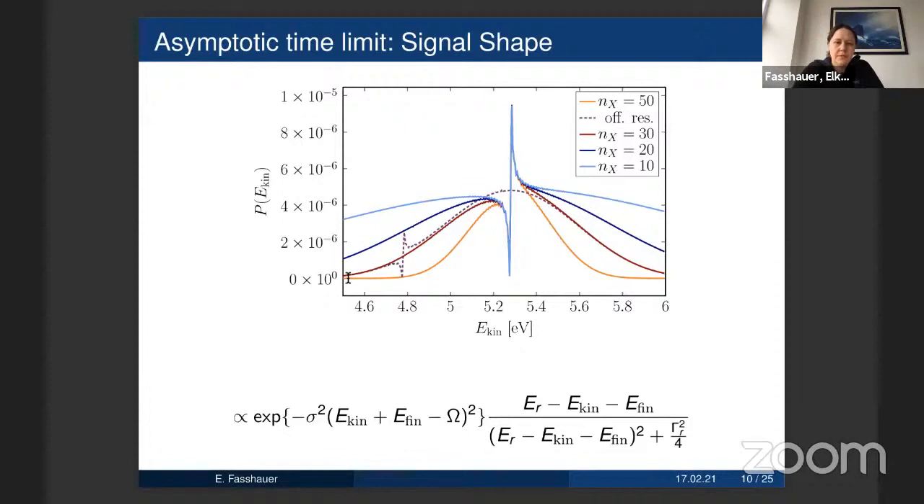What we can also see in this dashed line here is if we don't excite on resonance. So here I've taken a system with a different resonant energy. Then these two functions don't have their maximum at the same place. And that means that we basically damp this Fano profile.